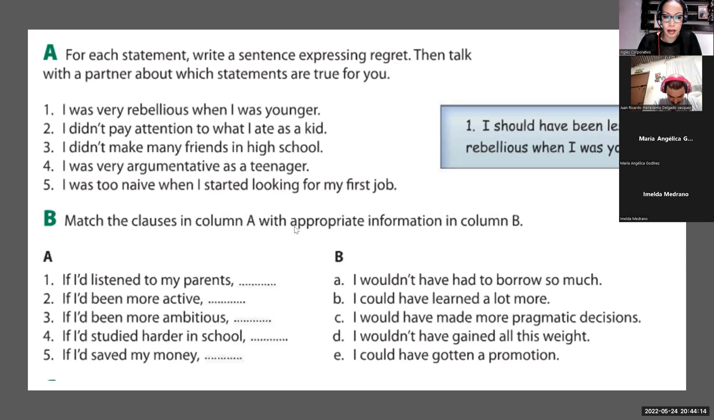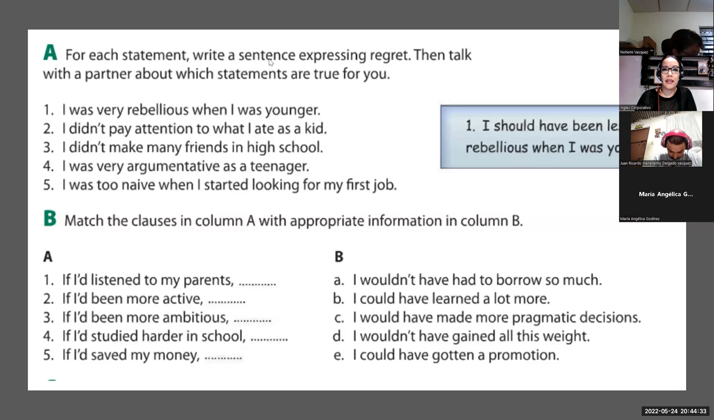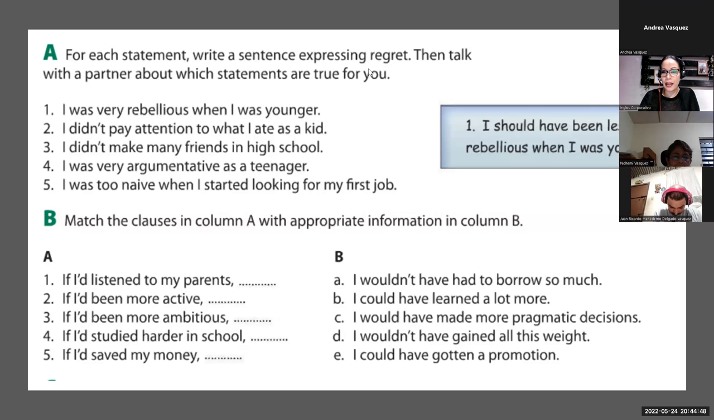Finished? Yes, teacher. Okay, volunteer for number two. Noemi, thank you so much. What do you have? Number two is, I should have paid attention to what I ate as a kid. Excellent, that is correct. Thank you so much, Noemi. Volunteer for number three, Belen or Andrea. Andrea, I have your hand here. Okay, Andrea. I should have made many friends in high school. Excellent. Thank you so much.